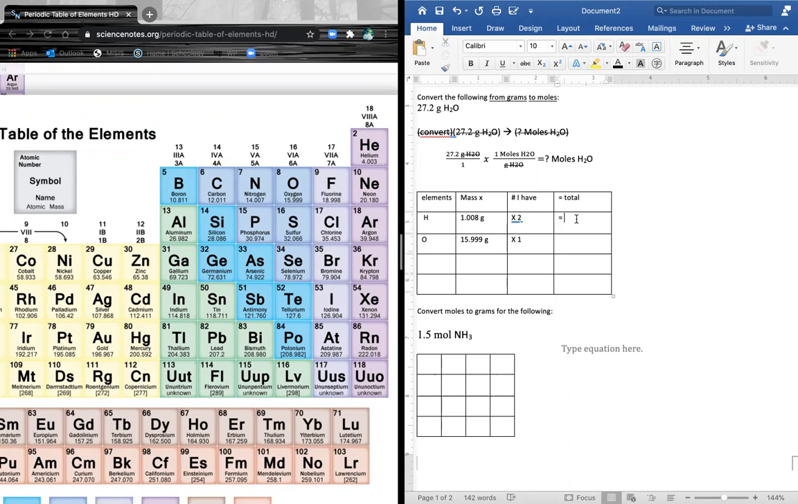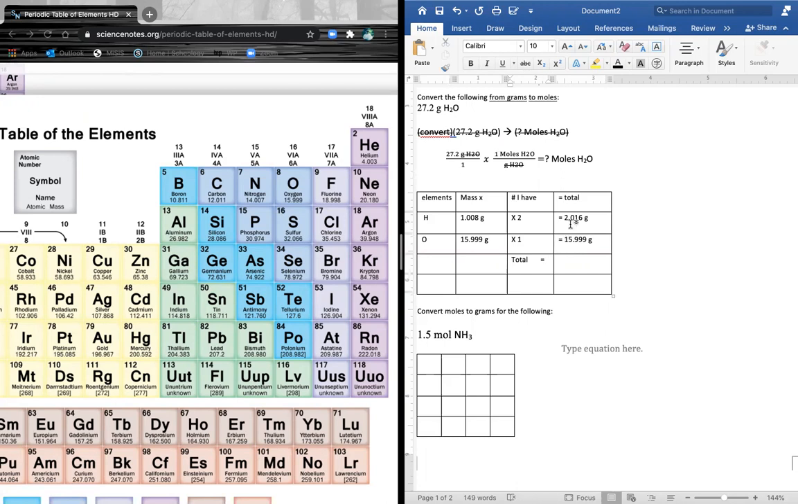So 1.008 times 2 is going to give me a mass of 2.016 grams. So again, we always put our units of measurement down, and 15.999 times 1, we just end up with the same thing, 15.999 grams. So then we come down here and we're going to do the total. So we just add up this column so that we can see what the total mass of the substance is.